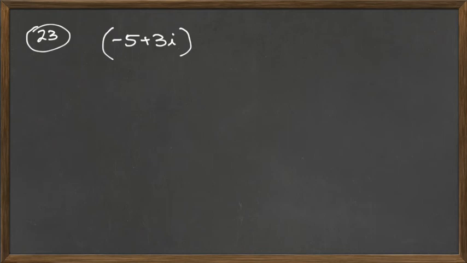Number 23. Minus 5 plus 3i minus 2 times 6 minus 5i.